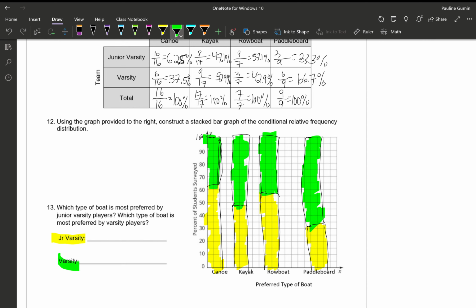Number 13 asks us, which type of boat is most preferred by junior varsity? So I'm gonna look at this graph, and I'm gonna look at the tallest yellow bar, and it looks like canoe is the tallest bar. All right, and for varsity, the tallest bar looks like it's the paddle boat.